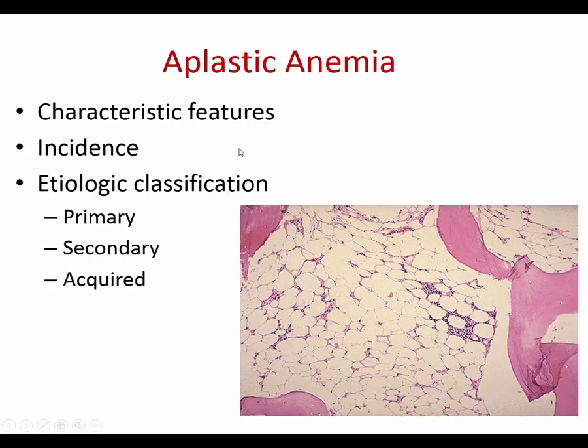Again, primary is the type that is hereditary. You get different diseases. Fanconi anemia is one of the most common of the primary or hereditary aplastic anemias. In the case of Fanconi anemia, you've got a problem. So this is what the story is.